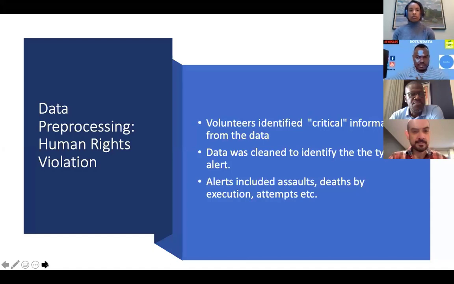So volunteers were identified to get critical information from the data, and that data was cleaned to identify the type of alerts that were being reported. And those alerts could include assault, death by execution, multiple attempts. So that was done before including it in the machine learning model.